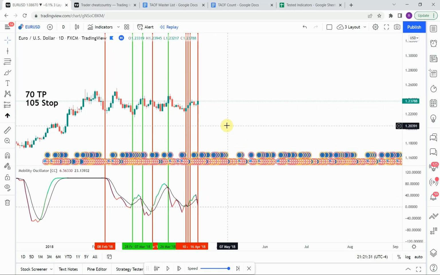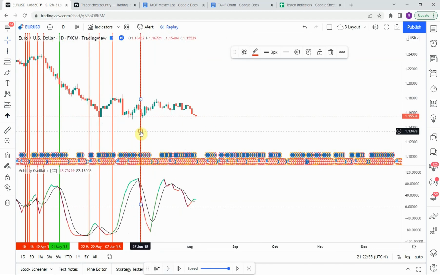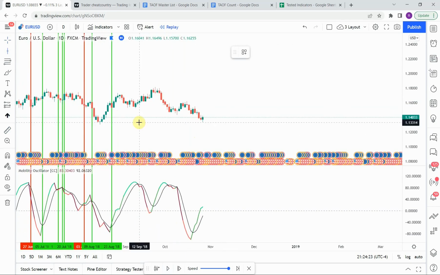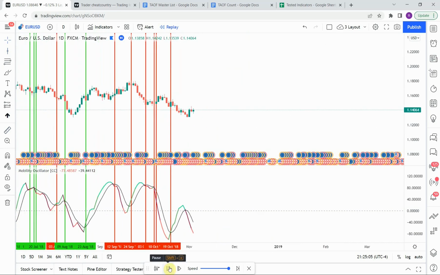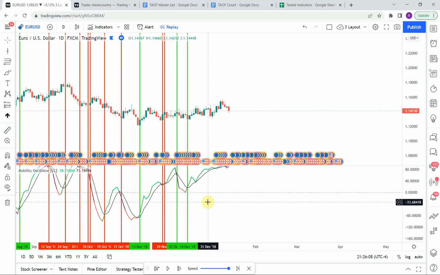So I'm going to go ahead and figure out where this short is going to go, see if it gets us to take profit, and I'm going to go ahead and fast forward through the rest of the testing. That way things don't take too long, and we'll pick this up when we're at the end of the year. All right, so that's going to put us at the end right there.